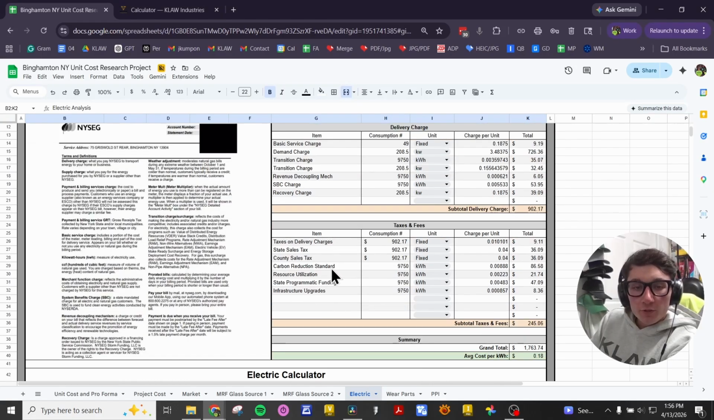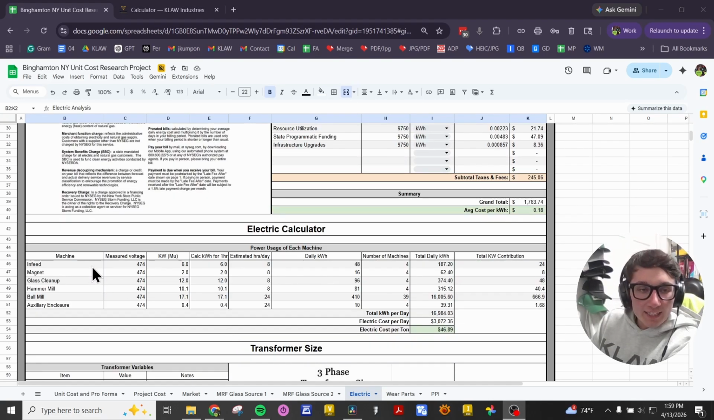And this brings us down to our average cost per kilowatt hour. This is the important number that we're getting from the utility bills. Next, we can plug this number into our electric calculator. So we see here each machine in the process, as well as how much power these machines actually consume. And we have very solid numbers for the consumption of these machines. We have multiple years of history tracking this. So we see here the total kilowatt hours consumed by the factory, and that gives us our electric cost per ton for this operation.